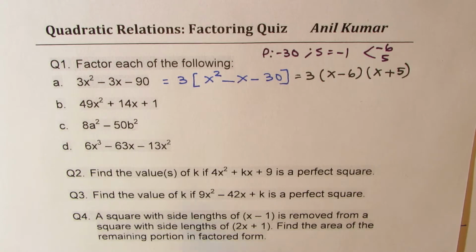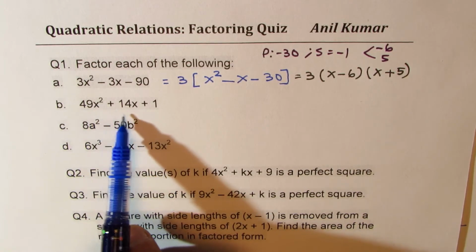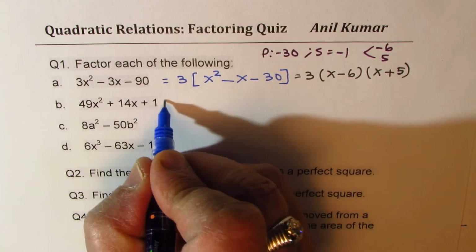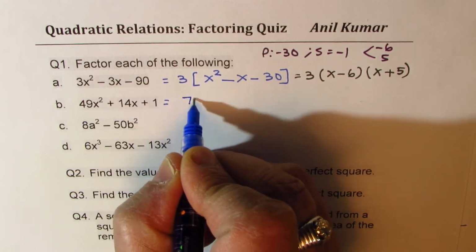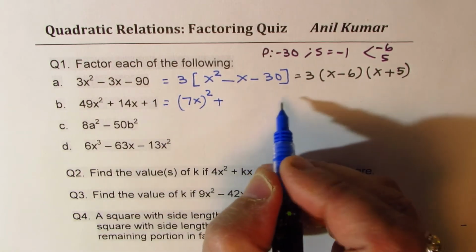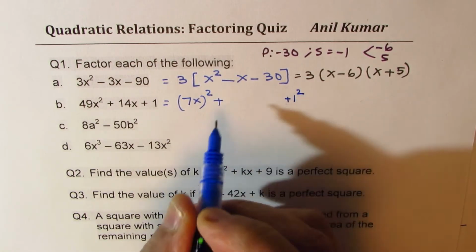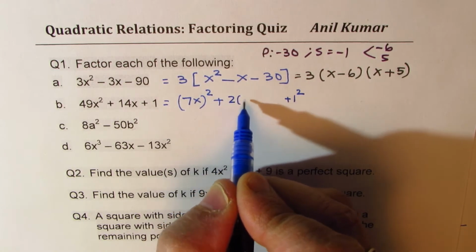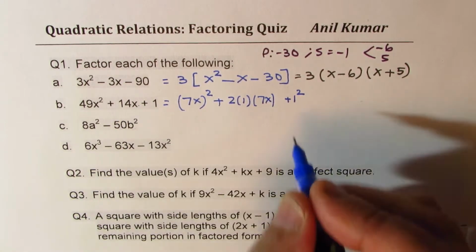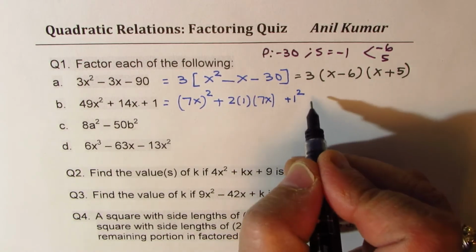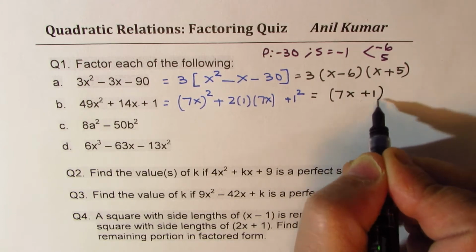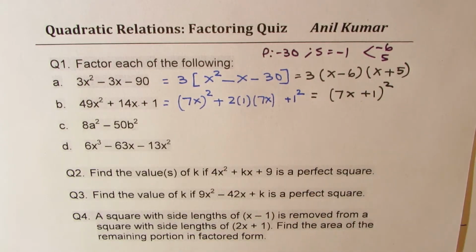Now the second one here is 49x squared plus 14x plus 1. It is a perfect square. You could write 49 as 7 squared. We'll rewrite this as 7x whole square plus, now 1 is 1 square, right? So the center term here is twice 1 times 7x. That gives you 14x. So I could write this in factored form as 7x plus 1 whole square, correct?